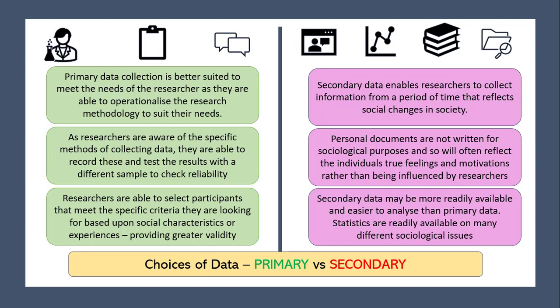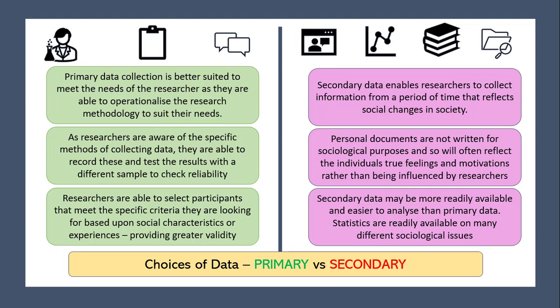If we look here, primary data collection is better suited to meet the needs of the researchers. They're able to operationalize the research methodology to suit their needs, so things like definitions, making sure that they've got the correct definitions. As researchers are aware of the specific methods of collecting data, they know how it's being collected. They are able to record these, test the results with a different sample and check reliability. So if you want to be a little bit more scientific, you know the method, you can then take it and administer that method to another sample.